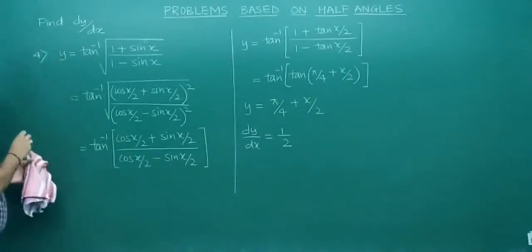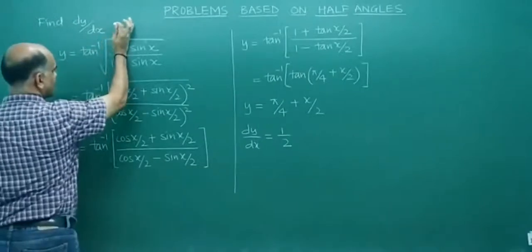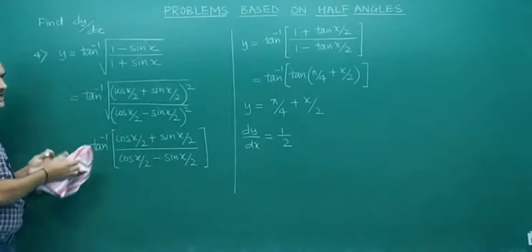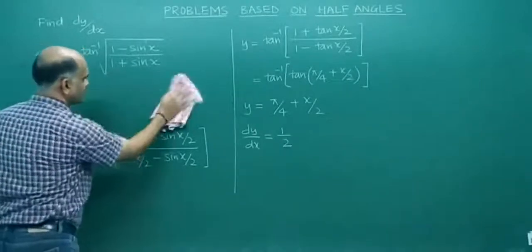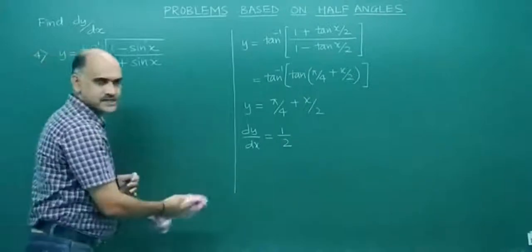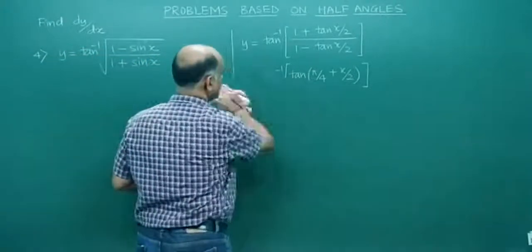Fourth one. So again I will change the sign over here. 1 minus sin x by 1 plus sin x. So I have just changed plus and minus. In the numerator I have taken minus, in the denominator I have taken plus.